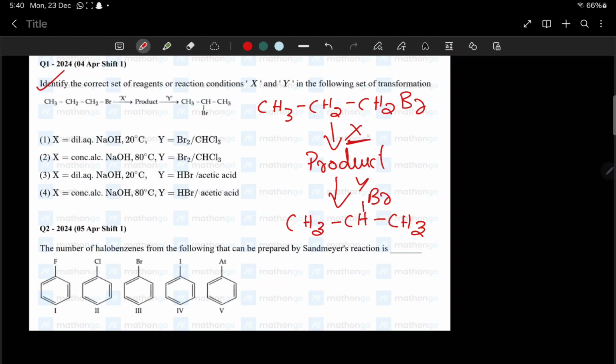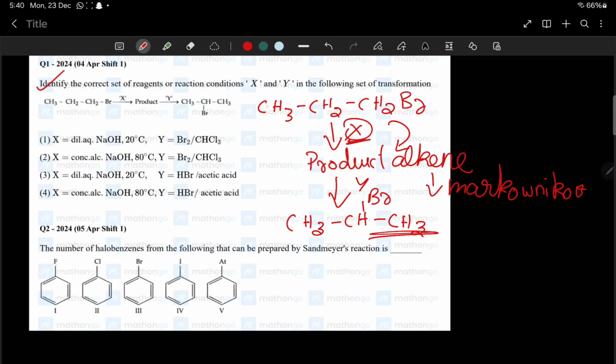It's very simple. What should happen here? First of all, this thing should convert into an alkene. Then only we can have the Markovnikov addition, and we get the following product. So for that, X should be something that changes this into a double bonded alkene. So therefore X should be concentrated alkali. Check. Yes. So concentrated alkali.